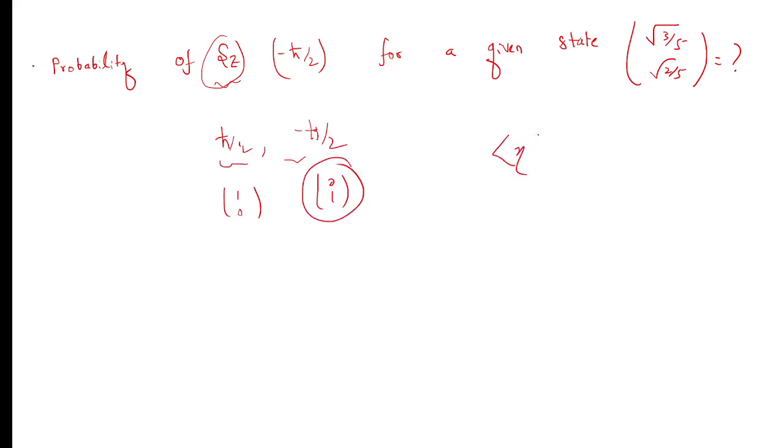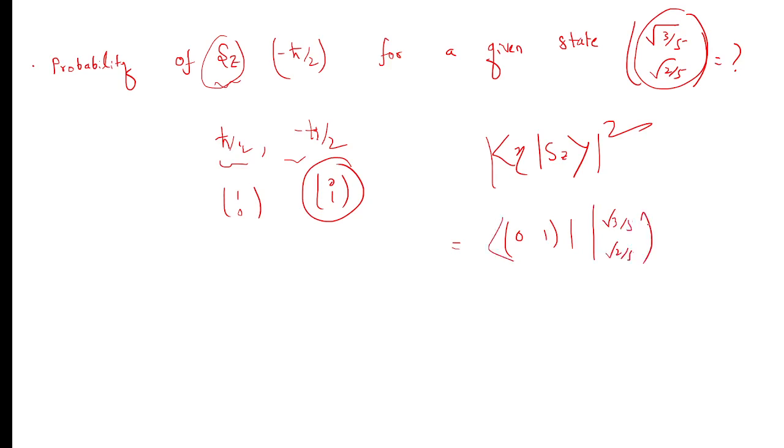So let me name this like this. And it's unnormalized as you can see here. So just put (0 1). So you can easily find this with a square. Final answer should be 2 by 5.